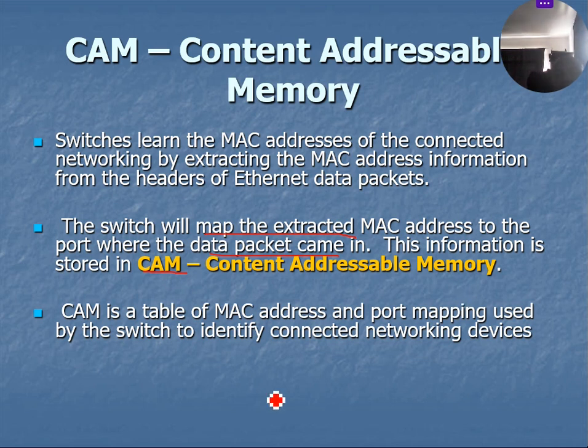CAM is a table of MAC addresses that the switch uses. Remember I told you switches also have their table of MAC addresses. When we use a bridge, we call it a bridge table, but in this case the switch has a memory called the CAM, content addressable memory. So it's a table that stores the MAC addresses and the ports. It marks the MAC addresses with the corresponding ports, used by the switch to identify the connected networking devices.